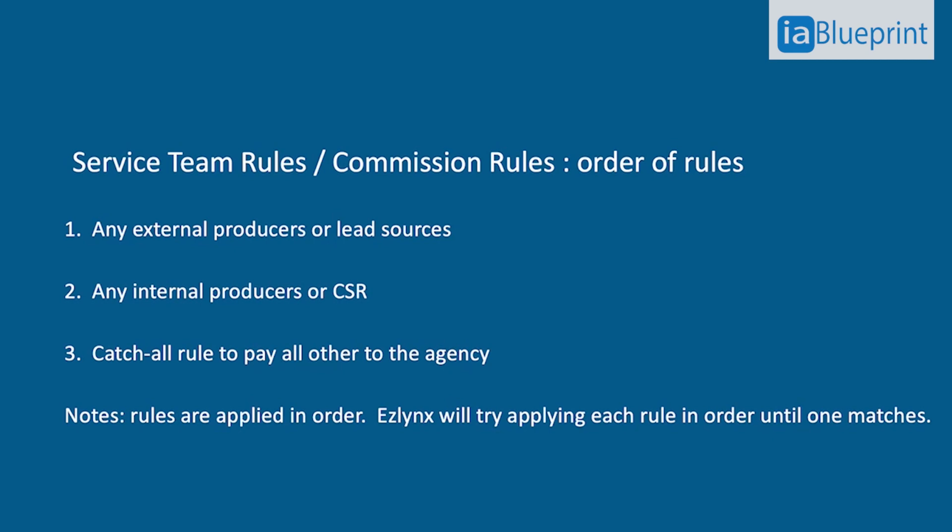And then finally, you will have a catch-all rule that needs to be last. That will be for anything that doesn't fit the other rules. It will then apply this rule, so that way the agency then shows and records that commission coming to them. Please note that all the rules are applied in order. Ezlynx will try to apply each rule in order until one of those matches. So it's going to try to apply rule 1 first. If it doesn't match, it'll go to 2, and then it'll go to 3. But if it stops at 1 or 2, then it will not make it to either number 2 or number 3.